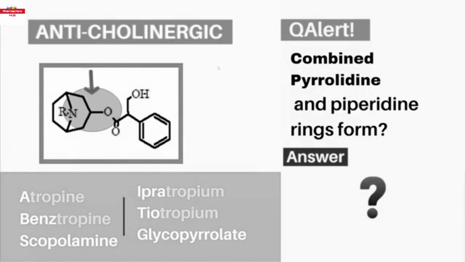The example here is the anticholinergic drug. A more commonly tested question about the anticholinergic drug is about its unique structure. For example, these anticholinergic drugs have two special rings combined into one ring, that is a pyrrolidine ring and a piperidine ring. These two rings form one unique ring, and that's unique to this anticholinergic drug.